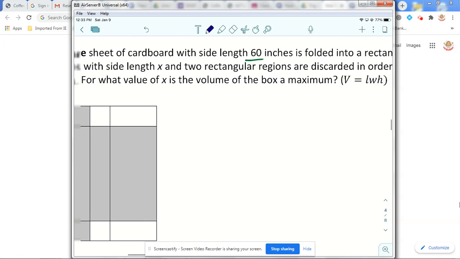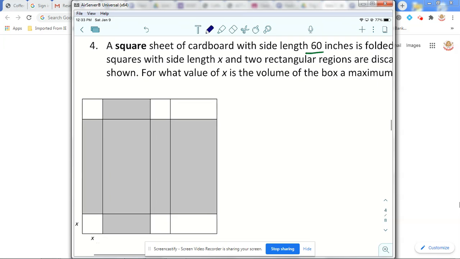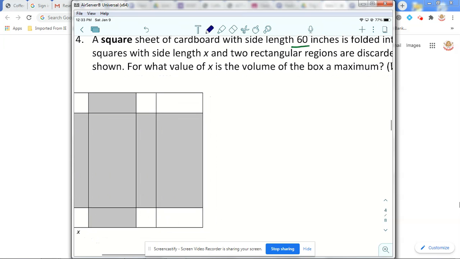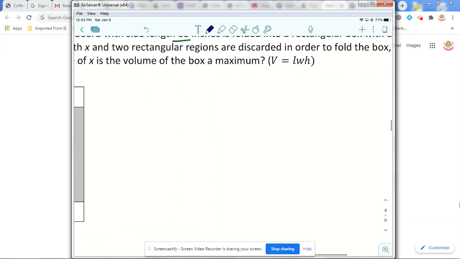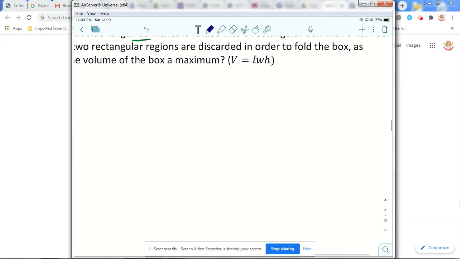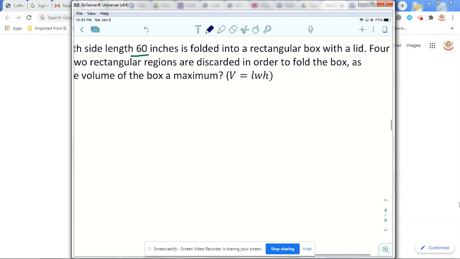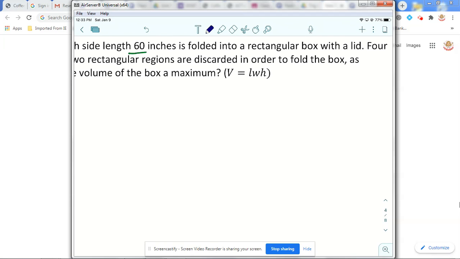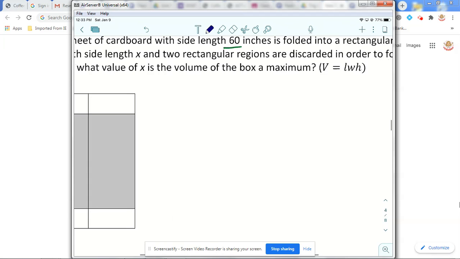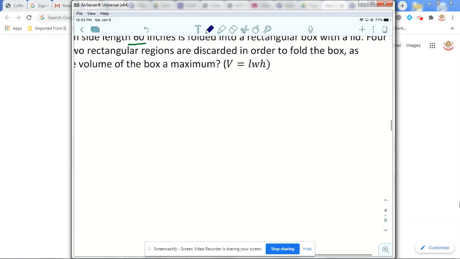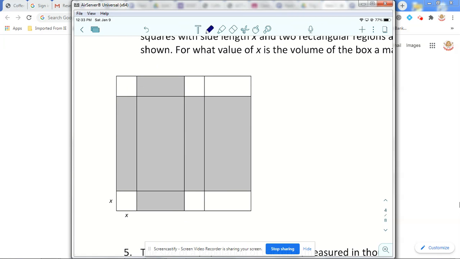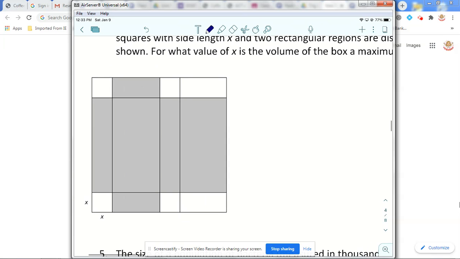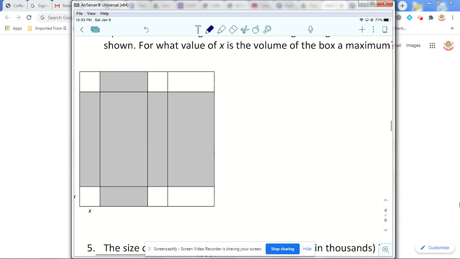All right, so 4 squares with side length x and 2 rectangular regions are discarded in order to fill the box as shown. So we have the diagram that's extremely helpful. For what value of x is the volume of this box a maximum?